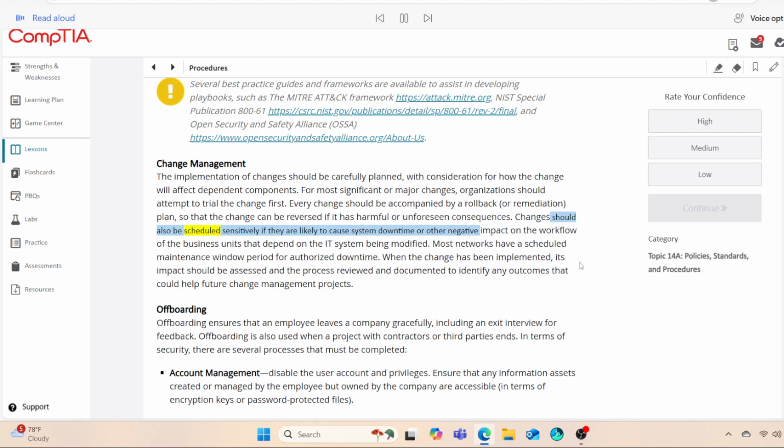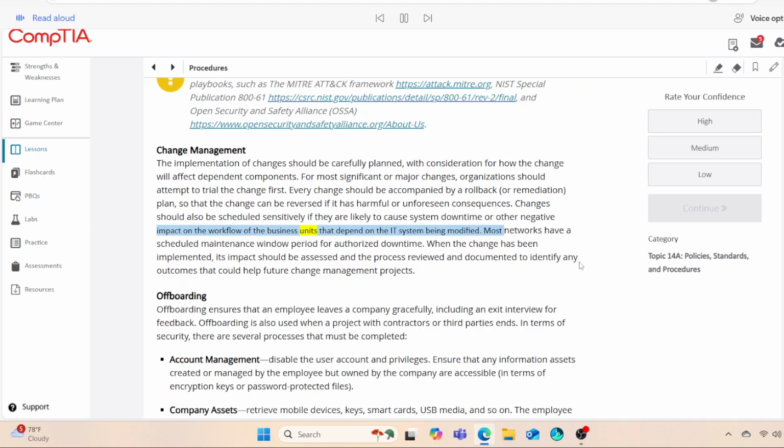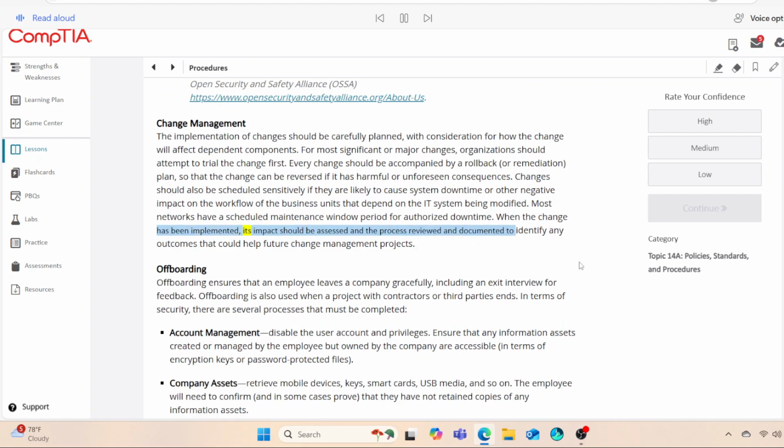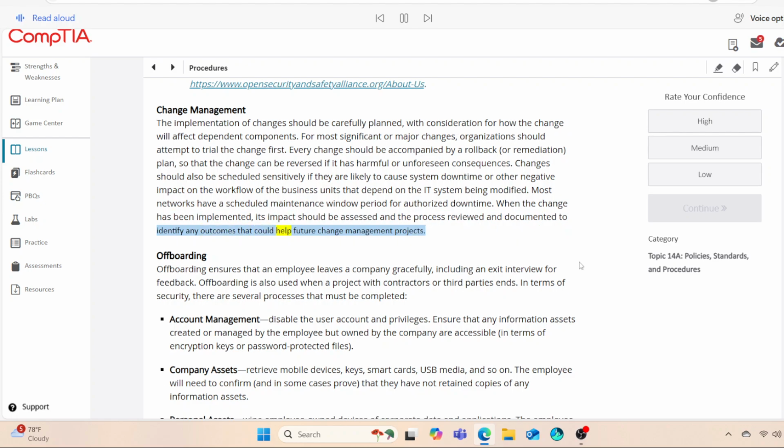Changes should also be scheduled sensitively if they are likely to cause system downtime or other negative impact on the workflow of the business units that depend on the IT system being modified. Most networks have a scheduled maintenance window period for authorized downtime. When the change has been implemented, its impact should be assessed and the process reviewed and documented to identify any outcomes that could help future change management projects.